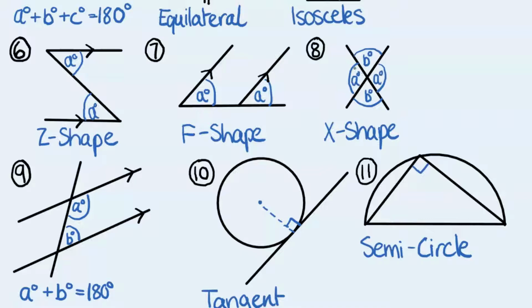Alright, so let's move on to rule 8. So this is the X shape. When we have an X shape, what we can say is this angle here and this angle here are going to be the same.